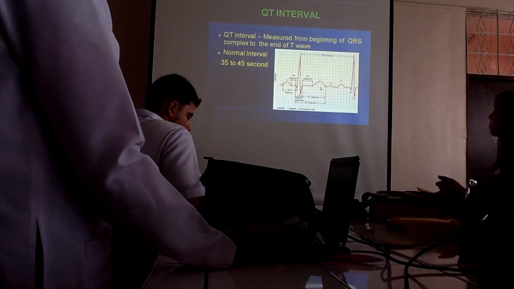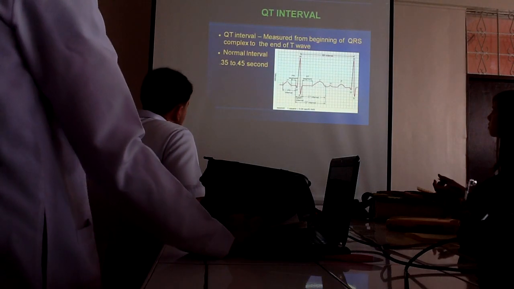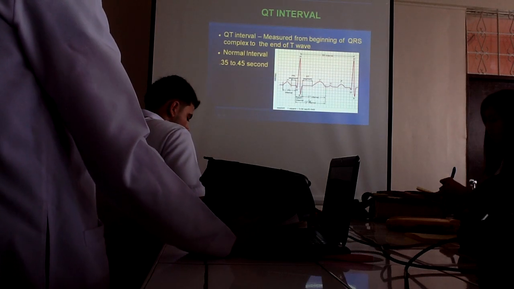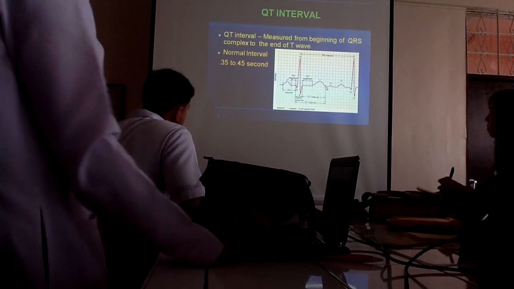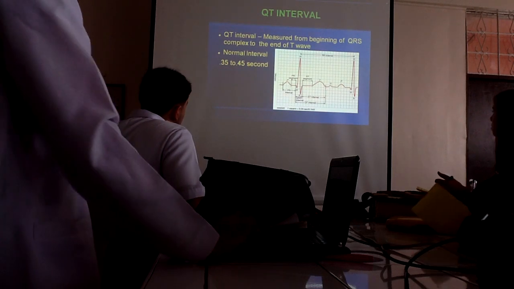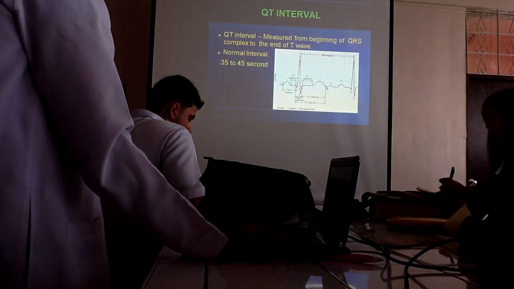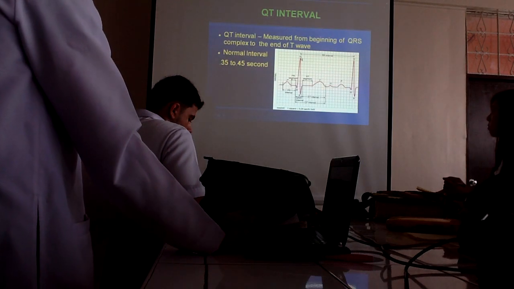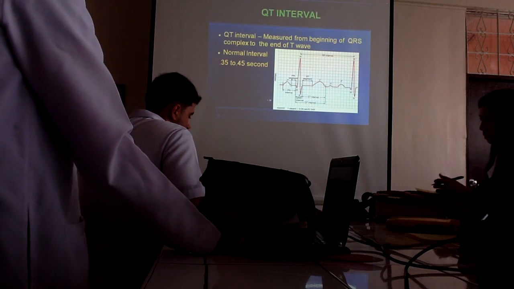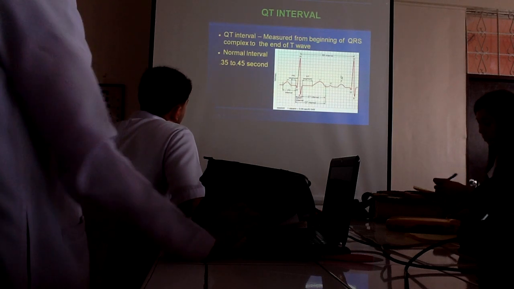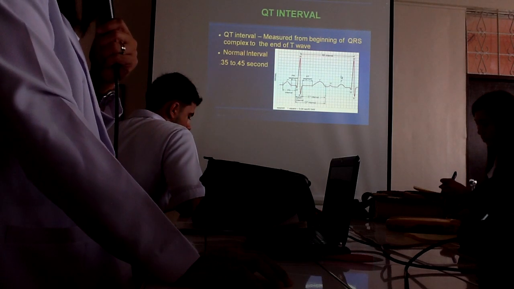Your QT interval, the normal of which is 0.35 to 0.45 seconds. So from the beginning of Q to the end of your T, that is your QT interval. Between one QRS and another QRS, that is what you call an RR interval. Between one P to the next P, that is your PP interval. Okay?